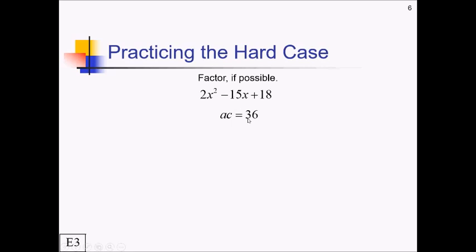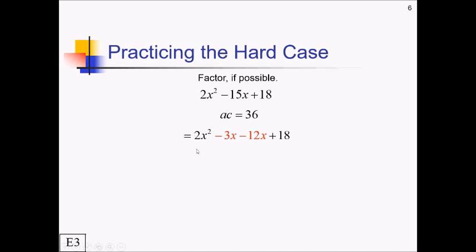So let's see here. 1 and 36 adds up to 37. 2 and 18 adds up to 20. 3 and 12, that adds up to 15. So I need negative 3 and negative 12. So I'm actually going to split this up into negative 3x minus 12x for my next step. So again, with the AC method, notice that when you find your factors, you're splitting up this middle term rather than putting those numbers in parentheses with x's like we did before. So slightly different process. But now I'm going to go ahead and factor this by grouping.